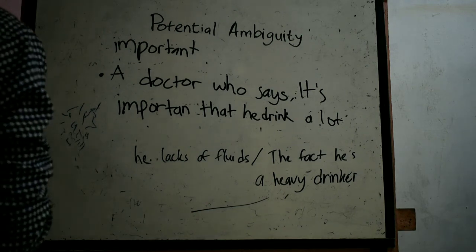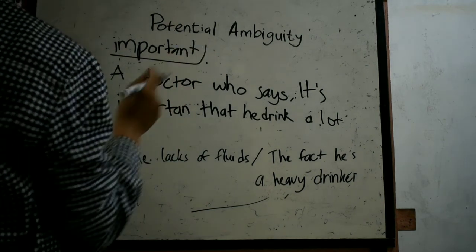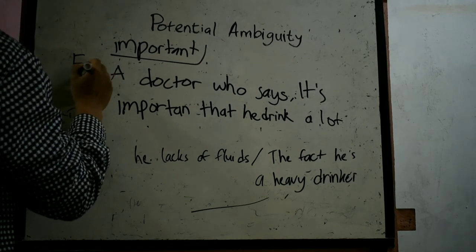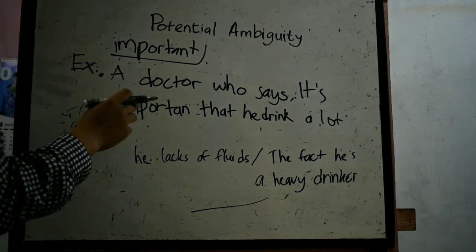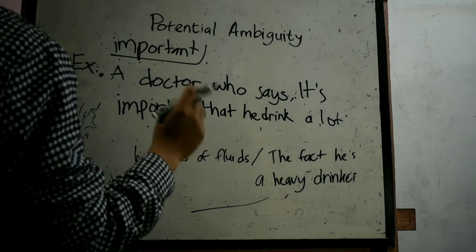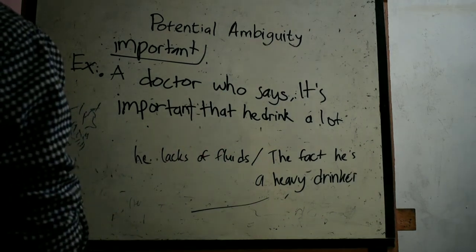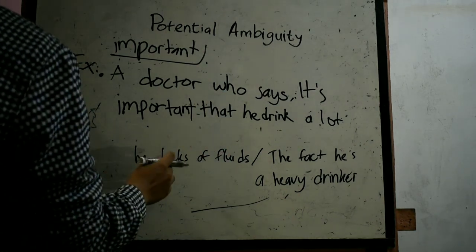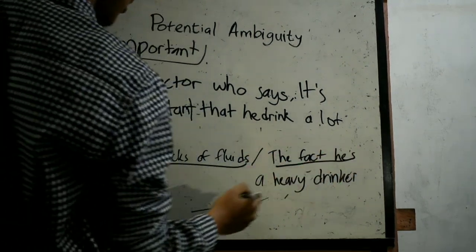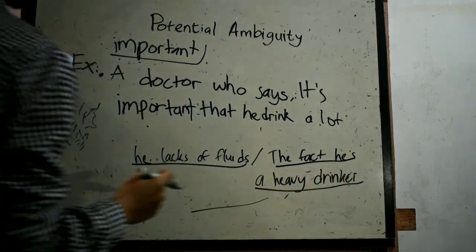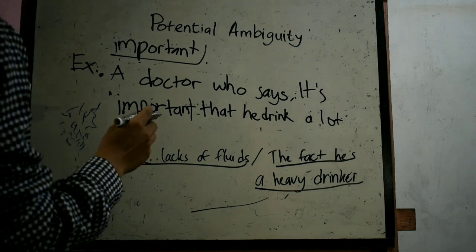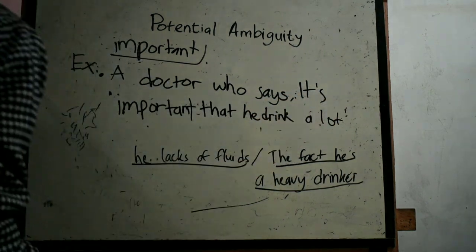The next lesson is important. Let's see the example. A doctor who says it's important that he drink a lot. There are two possibilities: the lack of fluids or the fact he is a heavy drinker. This sentence is ambiguous like this.